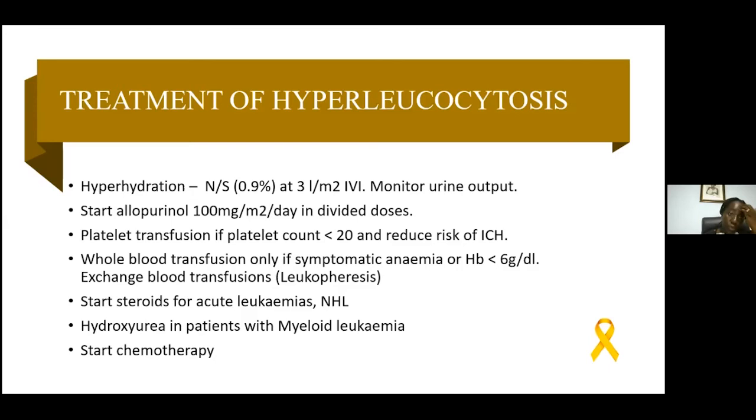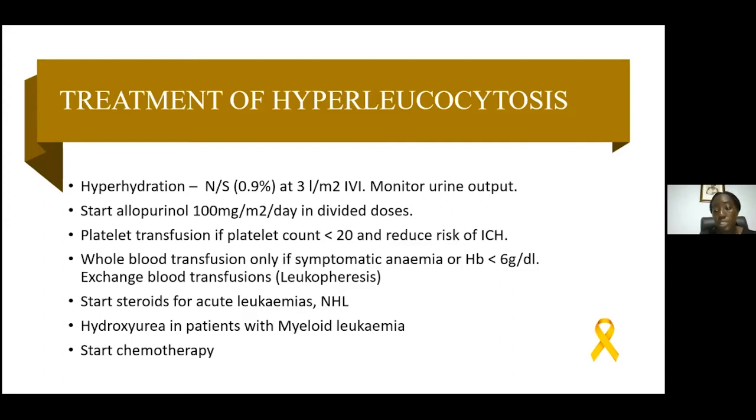Also, with hyperleukocytosis, you may transfuse platelets when they are less than 20, because you also want to reduce the risk of intracranial hemorrhage, which can occur when there is stasis. There's active use of the coagulating factors, so you are predisposed to bleeding. So if the platelets are also low, then your risk of intracranial hemorrhage is further increased.